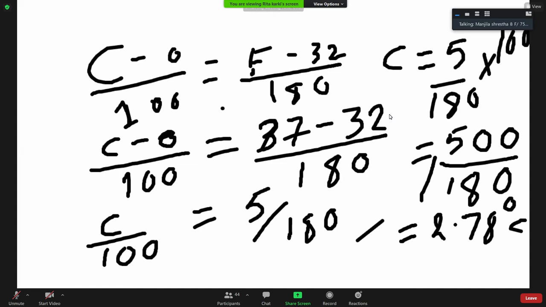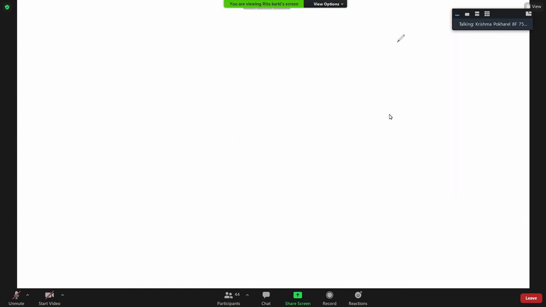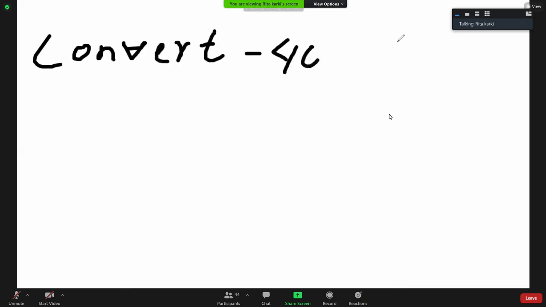Clear now? Do another problem. Convert minus 40 degree Fahrenheit into the centigrade scale, which is already given in your book. Can you do that? Okay, convert minus 40 degree centigrade into Fahrenheit.